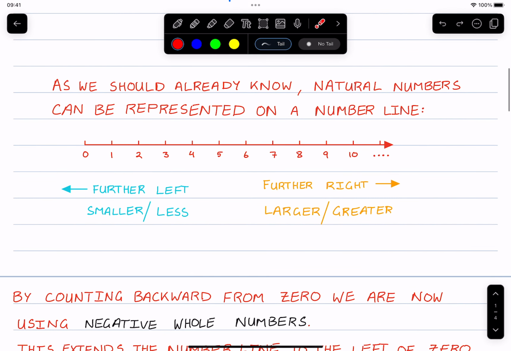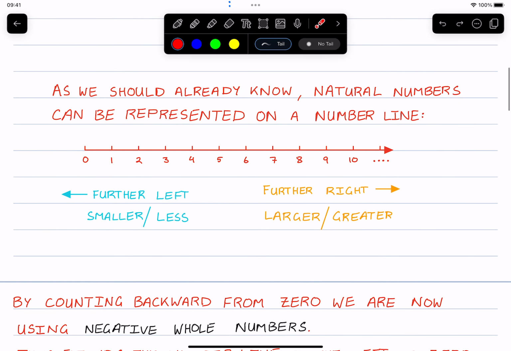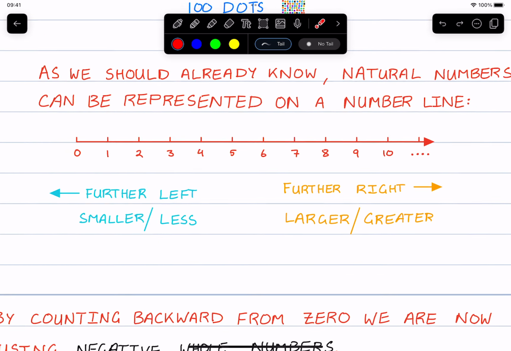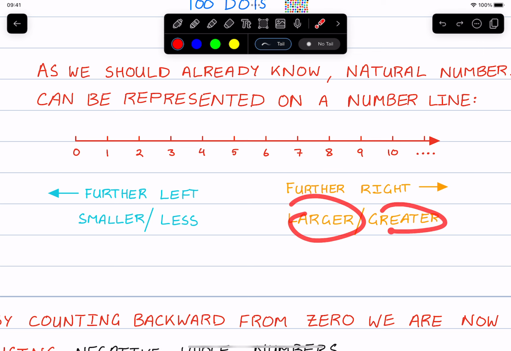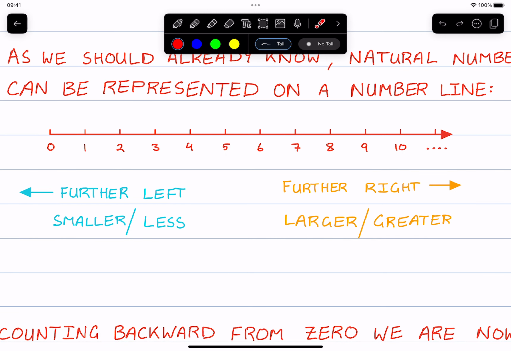As we should already know, natural numbers can be represented on a number line. And we know that the further right you go, the larger or greater the number, and the further left you go, the smaller or the less it gets. Because of this, we can very visually see that 6 is bigger than 5, or that 3 is less than 8, because it's more to the left of 8.